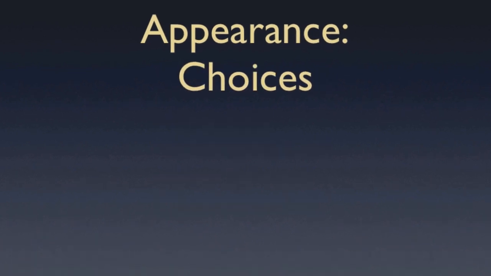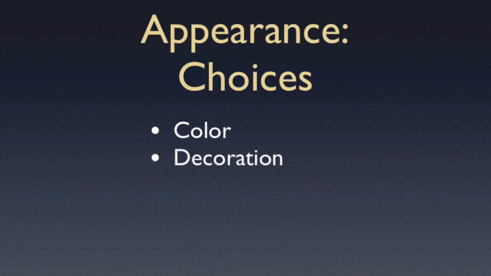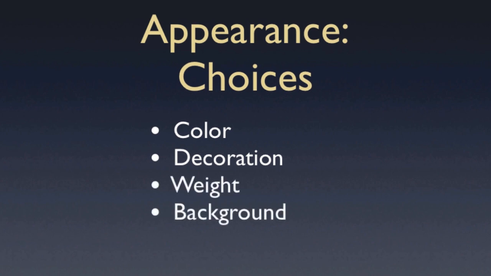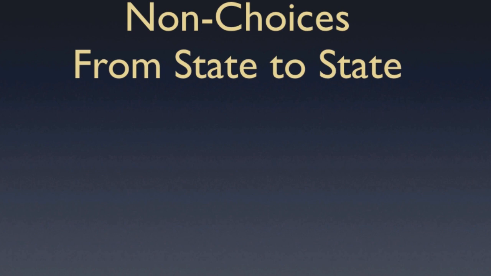Now, for appearance, we have some obvious choices. The color, the decoration, and what we mean there is really whether there's an underline or not, the weight, whether it's bold or regular, and perhaps the background. So these are the choices that we're going to make about how our links are going to look.